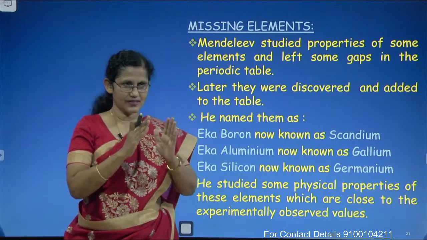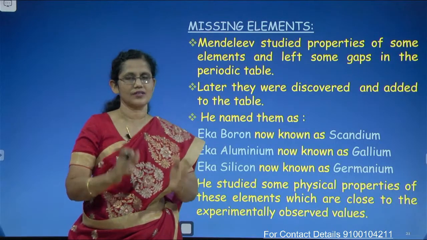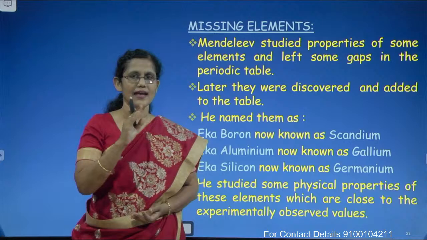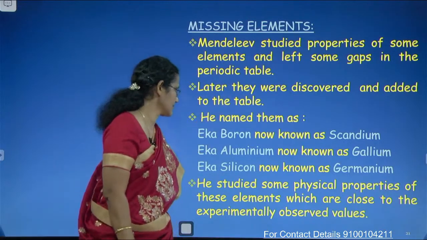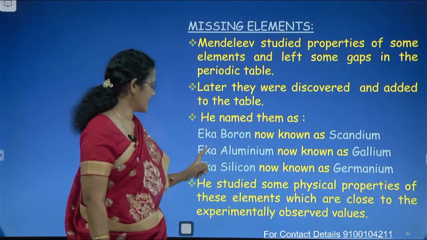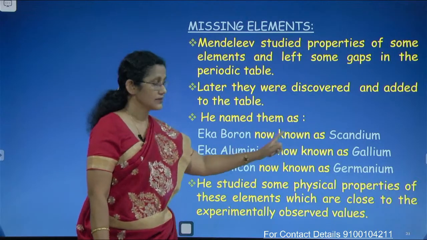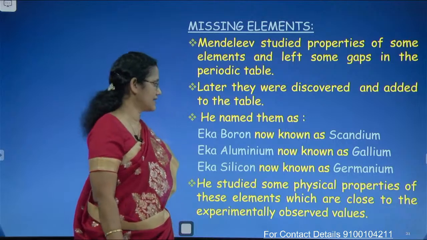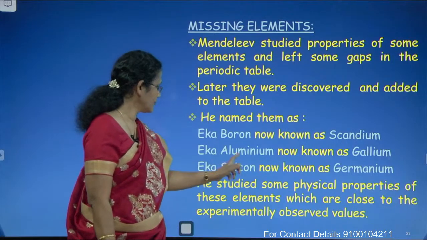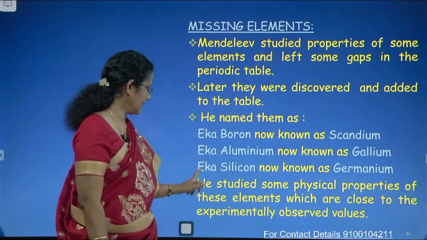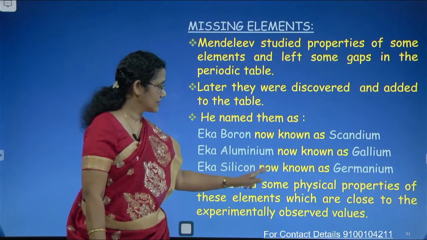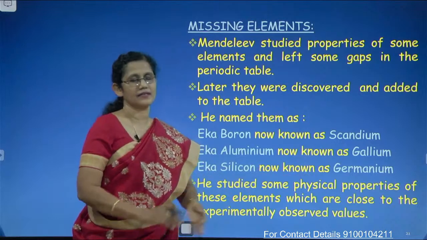So, he left some gaps in the periodic table. Here and there some gaps he left, right. So, they are called missing elements, right. He named some elements as Eka boron, now it is known as scandium. Eka aluminium, now it is known as gallium. Eka silicon, now it is known as germanium.